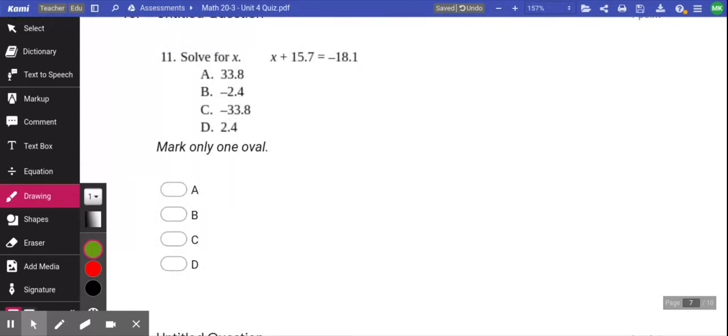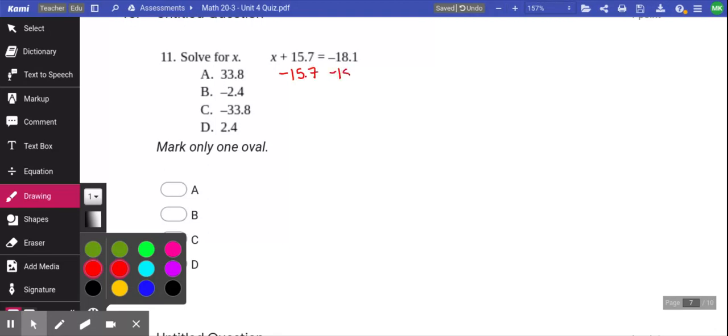Number 11, solve for that. This is one of the more straightforward questions. So that's x plus 15.7 equals negative 18.1. We have to subtract that 15.7 to the other side. It gives me x equals negative 33.8. C.